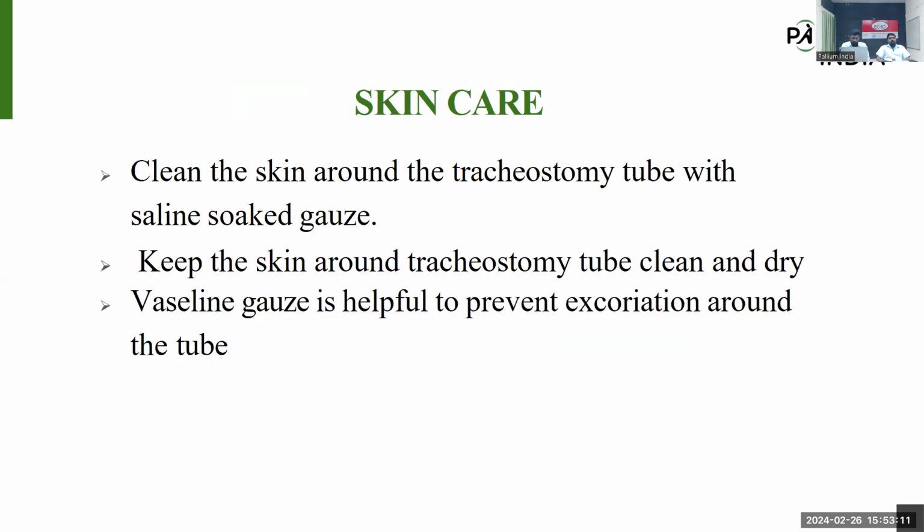So here also we need to care about the skin. Clean the skin around the tracheostomy tube with saline-soaked gauze. In a hospital setting, we mainly use Betadine, but saline only is needed. Soaked gauze can be used for the cleaning. After cleaning, keep the area around the tracheostomy tube dry. After drying, Vaseline gauze can be used for covering the ostomy site, because we can prevent the excoriation. Proper skincare can also be given around the stomal region.